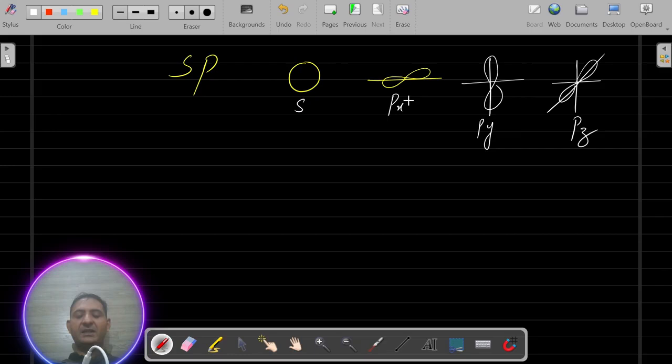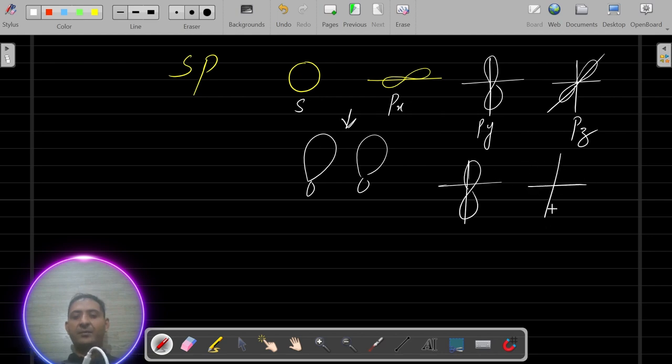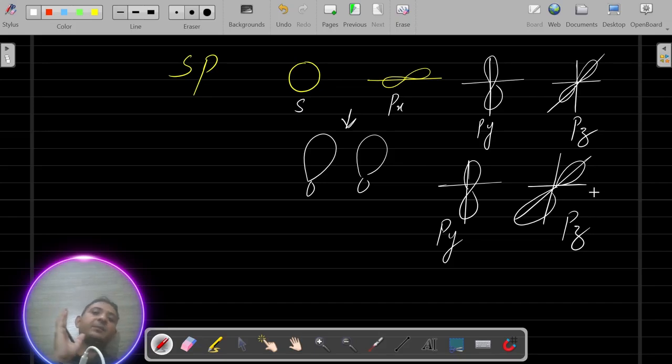When one s and px combine, intermix together, they produce two hybrid orbitals, the hybrid one and another hybrid. So what about py and pz? They will remain unhybrid, like this. Now there is the possibility of two pi bonds, because py is unhybrid as well as pz is unhybrid. Okay, we have two hybrids.